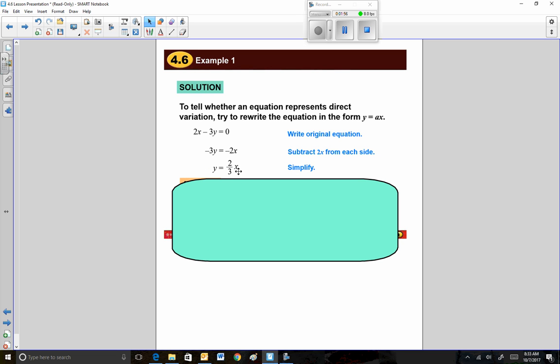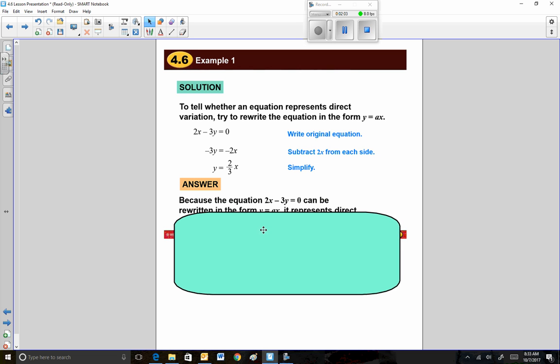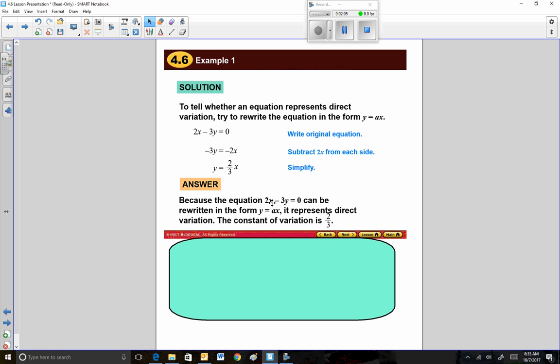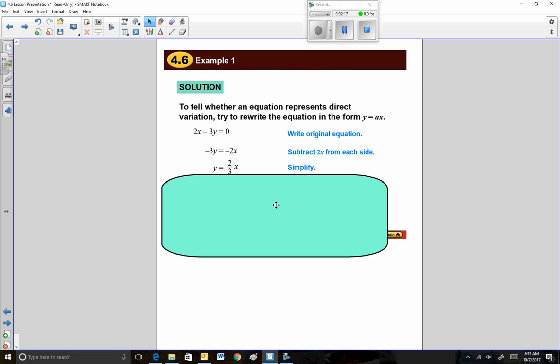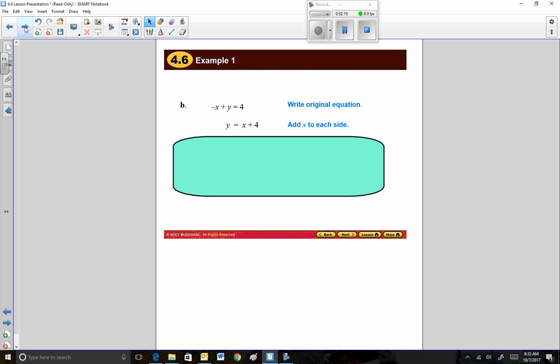And you'll get a positive 2/3 x. Notice there's nothing over here to the right of the x. Because the equation can be written in the form y equals ax, it represents direct variation. The constant of variation is 2/3, so it's constantly moving at a slope of 2/3. All right, let's take a look at another.